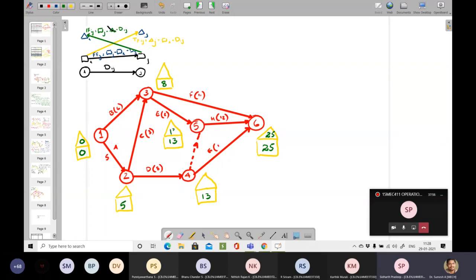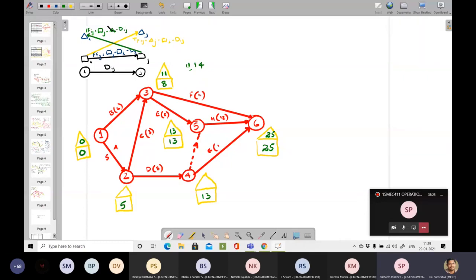Okay. Now we'll see at node number 3. Node number 3, this is 13. So 13 minus 2, how much? 11. And 25 minus 11, how much? We'll get 14. So 11 and 14, which is minimum? 11 is minimum. So I have written 11 over there.